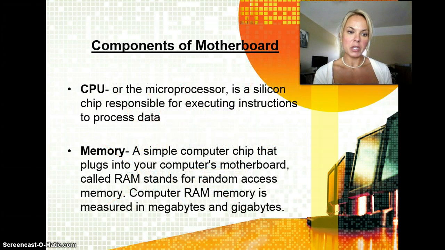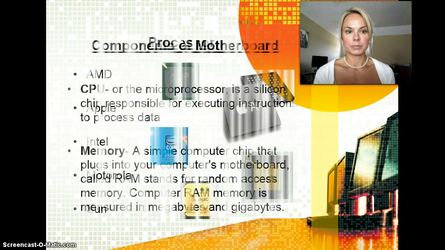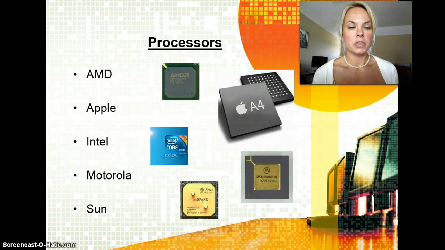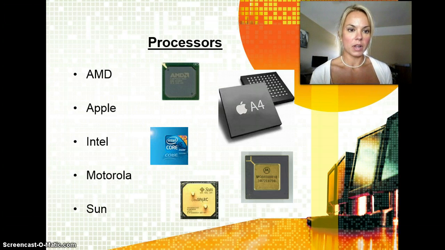Components of the motherboard include the CPU and memory. The CPU, or the microprocessor, is a silicon chip responsible for executing instructions to process the data. And memory is a simple computer chip that plugs into your computer's motherboard called RAM, and it stands for random access memory. It's measured in megabytes and gigabytes, and we'll learn about that more later. Processors. We have a few here, the most commonly known: AMD, Apple, Intel, Motorola, and Sun, and there are some pictured here in the slide.